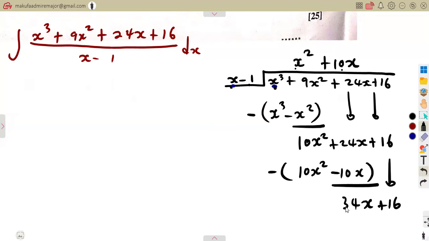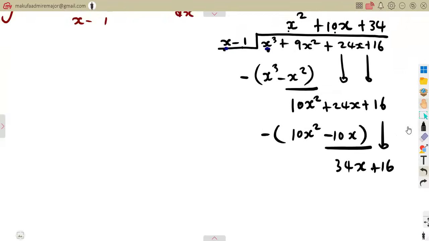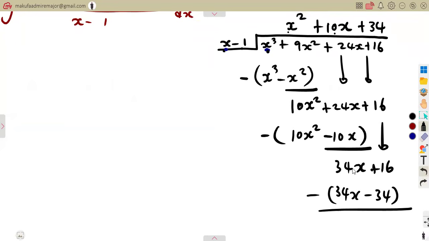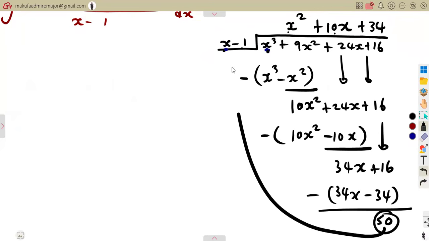We do the same thing, guys. The first term always to the first term, 34 and 34. X and x cancels, you remain with 34, and it multiplies everything. This 34 that we are seeing multiplies everything here. The x minus 1, that was going to be 34x minus 34. Then we subtract. That's a 0 here. 16 minus minus 34. That will be a positive 50. So 50 cannot be divided into x. We do not have x. So this 50 is our remainder.